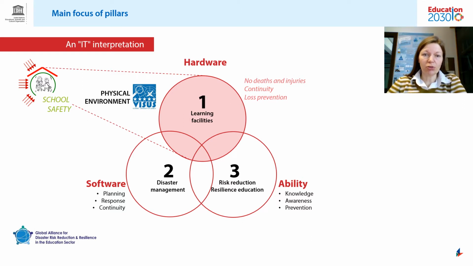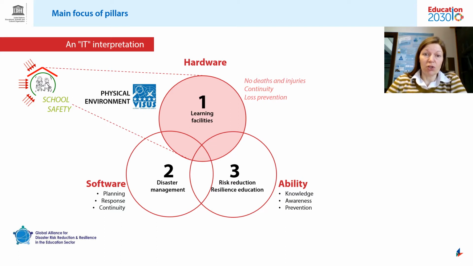It is possible to see these pillars also through an IT interpretation. The safe learning facilities can be considered as the hardware, and the disaster management can be seen as the software that works with the hardware, so the planning, the response, and the continuity. And finally, the risk reduction and resilience education pillar concerns the ability to use hardware and software in order to achieve school safety.